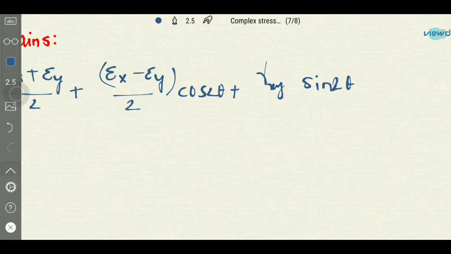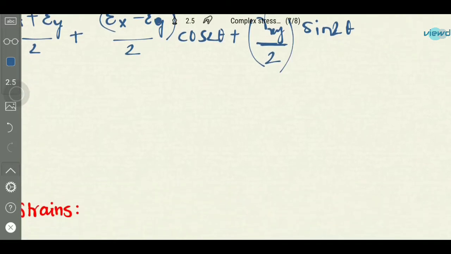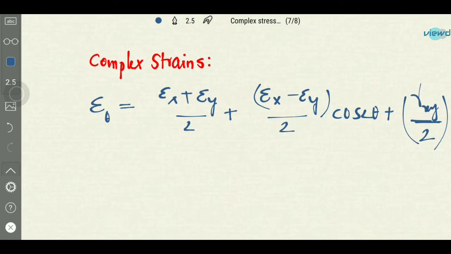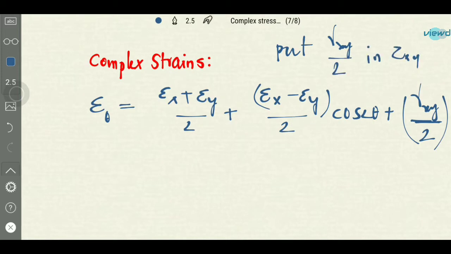Here it should be modified. In place of tau xy, gamma xy by 2 should be written in shear strain. And all will be the same. Only put gamma xy by 2 in place of tau xy.